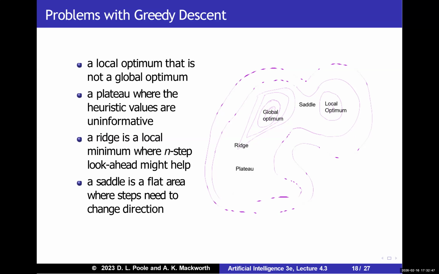However, greedy descent has limitations. It can get stuck in a local optimum where no single change improves the solution, even though a better solution exists elsewhere. It can stall on a plateau where many neighboring states have the same heuristic value. It can struggle on ridges where improvement requires coordinated change in multiple variables. It can also encounter saddle points where progress requires changing direction. These structural challenges explain why purely greedy strategies often need randomness or restart mechanisms to remain effective.